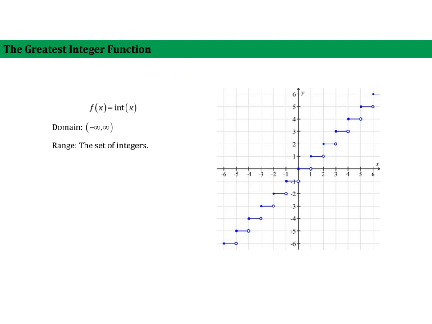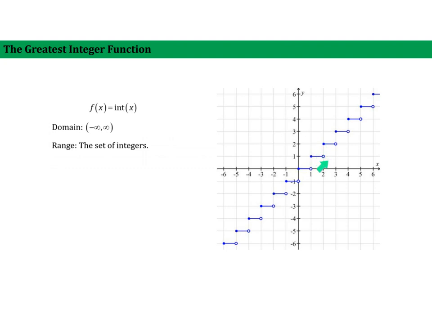So the greatest integer function looks like this whenever we go to graph it. The domain is any real number, but the output is just the set of integers. So you'll notice any value between 0 and 1 is going to get mapped to 0 as an output. Any number between 1 and 2, say 1.5, is going to get mapped to 1. As soon as we get to 2, though, 2 goes to 2.